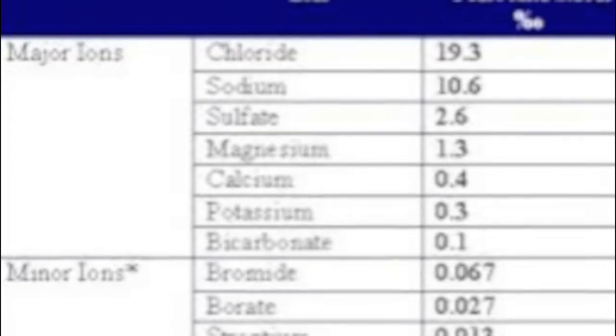Another interesting fact is in the open ocean, all the ions in the water are in constant proportion to each other. This is known as the property of constant proportion. By finding the concentration of one ion in the ocean, you can calculate the concentration of all the other ions in the ocean.